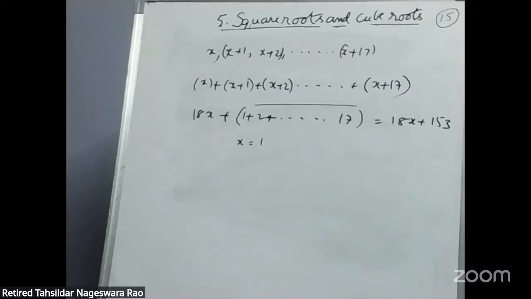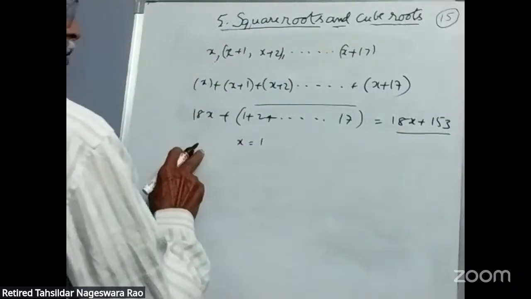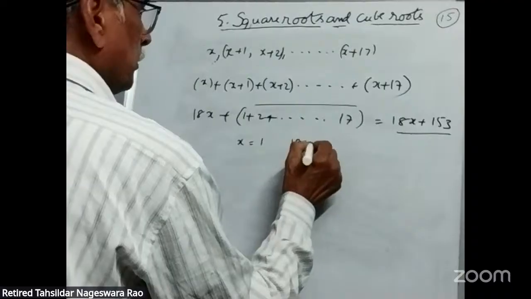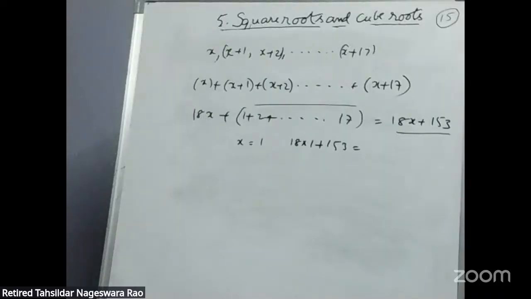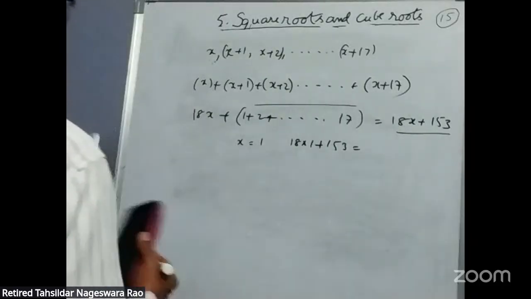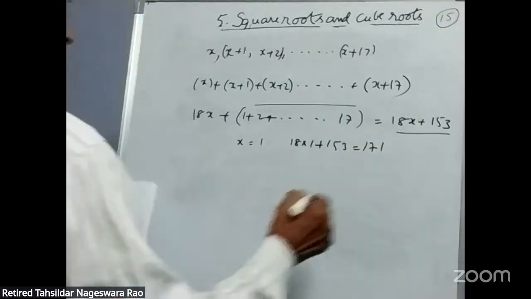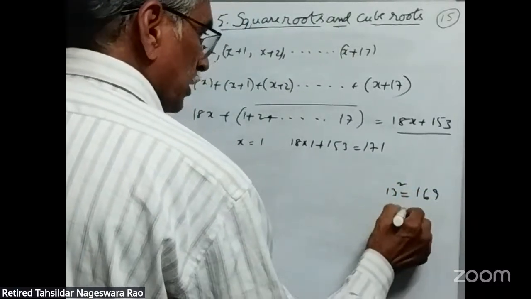The question is, the sum of 18 consecutive natural numbers is a perfect square. This should be a perfect square. Suppose case 1, x is 1. Verify whether it is a perfect square or not. 18 into 1 is 18, plus 153. What happens? 171. 171 is not a perfect square. 13 square is 169. 14 square is 196.